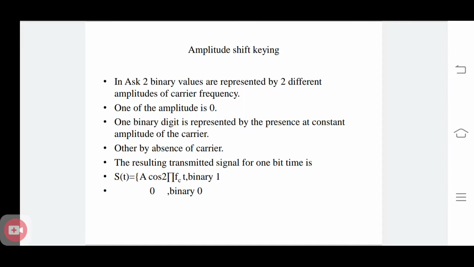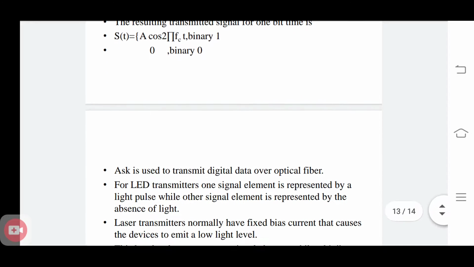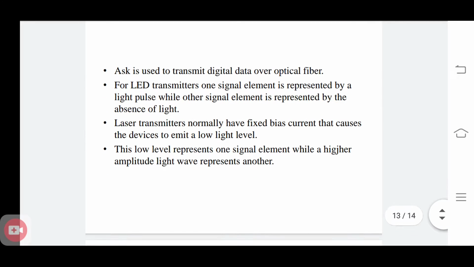One amplitude is 0, the other amplitude is a constant value. So the signal is represented as, for binary 1 we are using an amplitude A cos 2 pi fct, and for binary 0 we are using an amplitude of 0. Mainly this amplitude shift keying is used in optical fiber, LED transmitters and laser transmitters, etc.